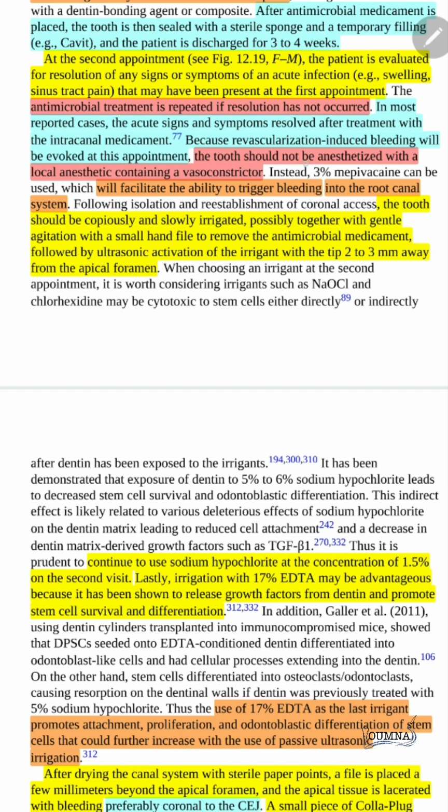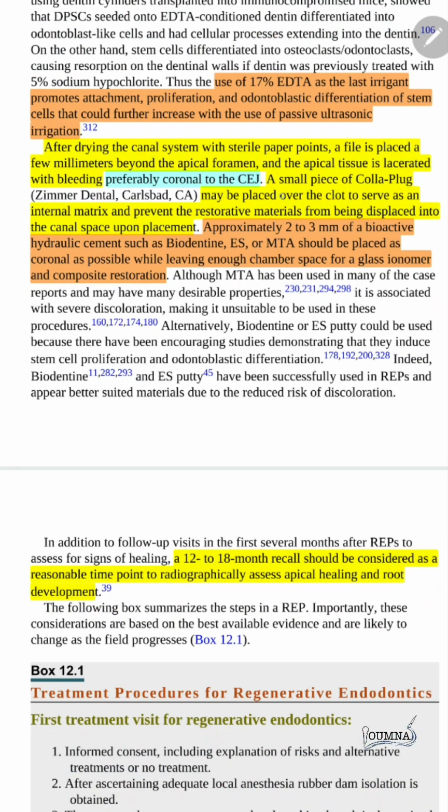The tooth should not be anesthetized with a local anesthesia that contains a vasoconstrictor, because we need the bleeding to be in its maximum efficiency, and we do not want any vasoconstrictor constriction in this area.